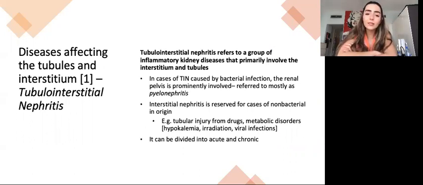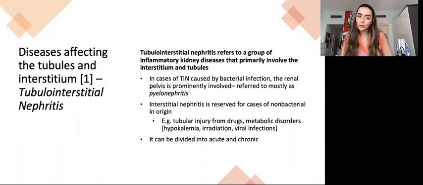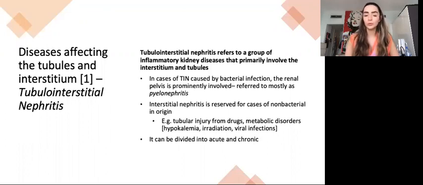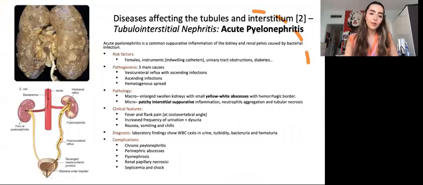When it is caused by a bacterial infection, the renal pelvis is mostly involved, and it's then called pyelonephritis. Interstitial nephritis is mostly for non-bacterial origin diseases, such as from drugs, metabolic disorders, etc. It can also be divided into acute or chronic tubulointerstitial nephritis, which we will talk about. So the first one we're going to talk about is acute pyelonephritis.